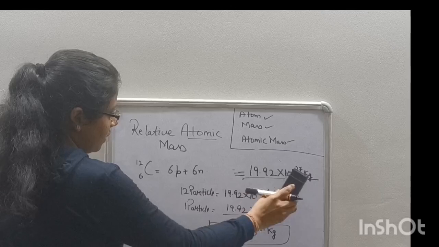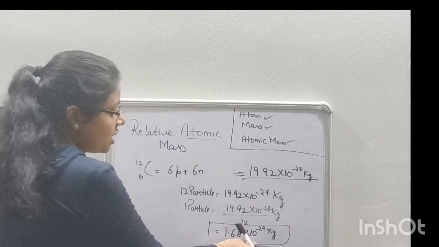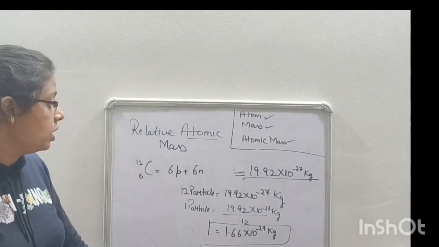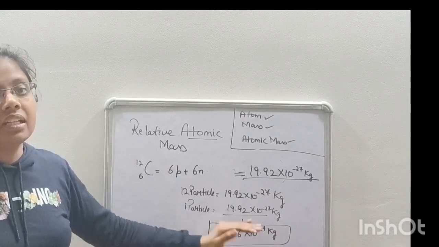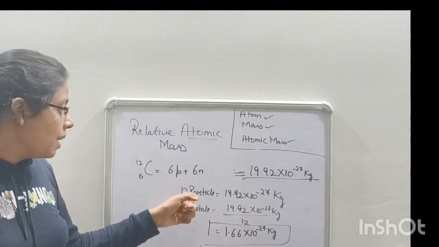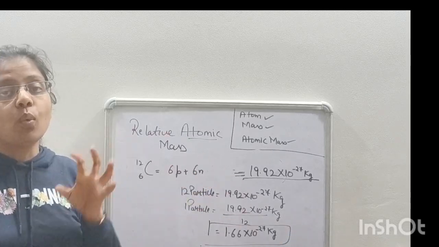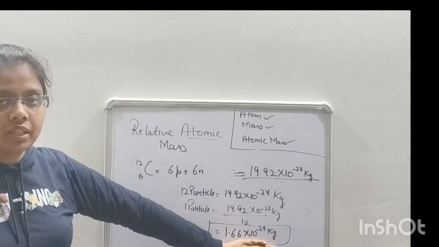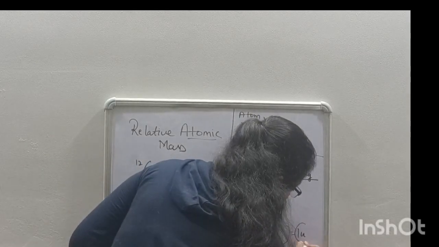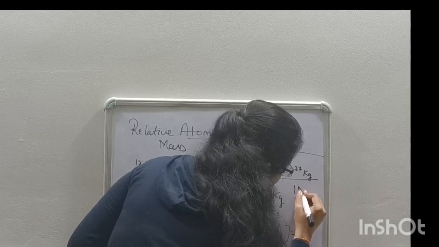So this is the mass of the one particle, or we can say that this is the 1/12th mass of the carbon atom. Why is it 1/12? The mass of 12 particles is equal to this, so the mass of one particle comes out to be this. So the 1/12th mass of the carbon atom is found to be this. And this 1/12th mass of the carbon atom is called 1 U, or 1 AMU, or 1 Dalton.